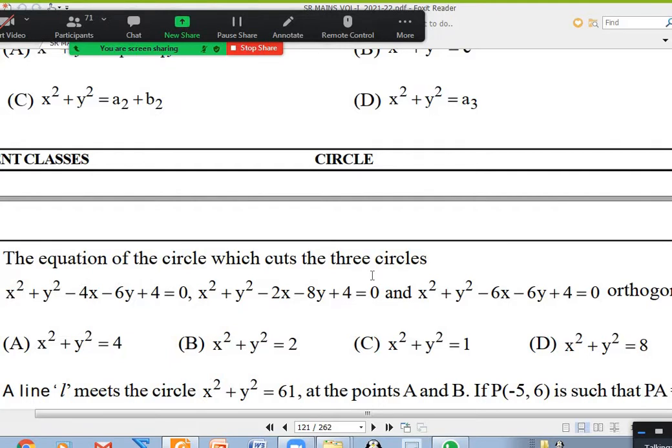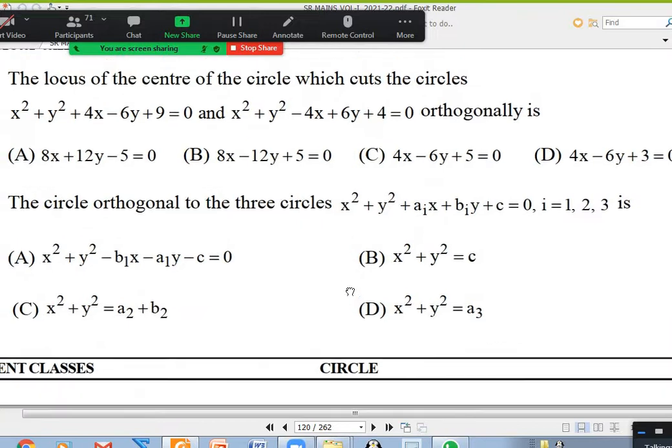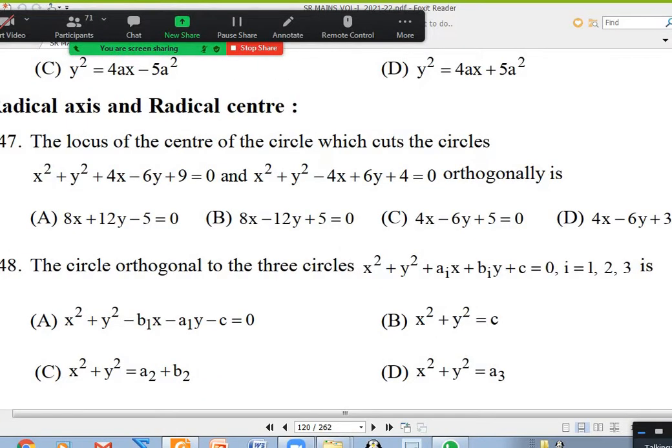If not, even if you subtract 2 lines, the radical axis will not have any constant. So you'll get the radical center as origin and the length of the tangent as root 4. So 147 or 148, any doubt? Sir, 148. 148 is the same as what I discussed just now.